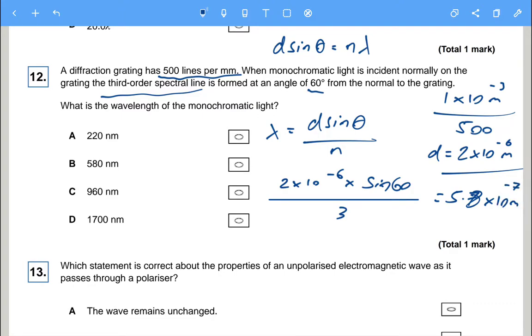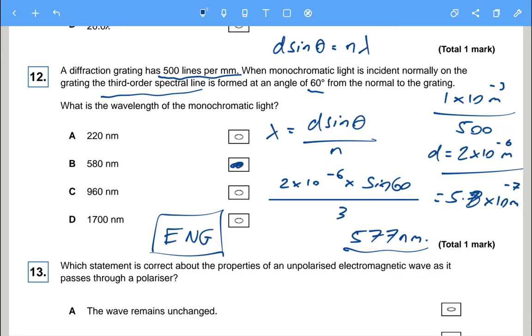And if you press engineering on your calculator, putting it to an engineering prefix, it'll actually give you 577 times 10 to the minus 9, which is 577 nanometers. The engineering button on the calculator is the ENG button, in capital letters. If you've got a Casio or similar type calculator, it's normally above the number 8. If you press engineering, it'll put it into an engineering prefix, and in this case 577 nanometers, which obviously rounds to 580.